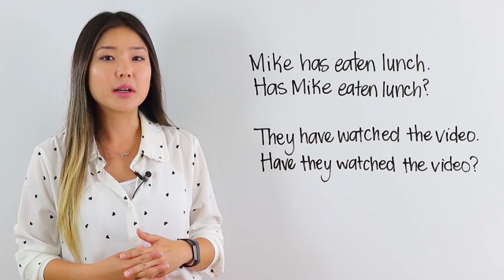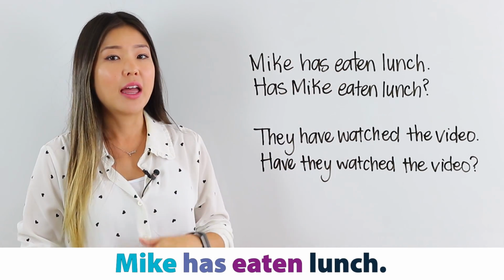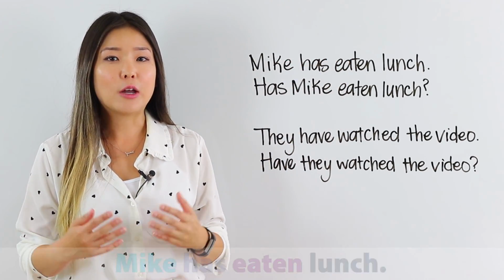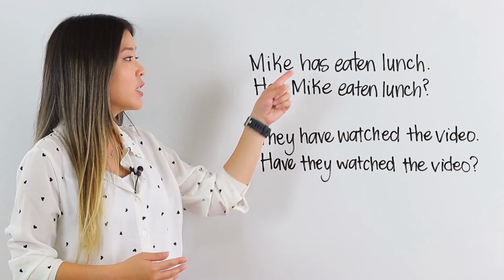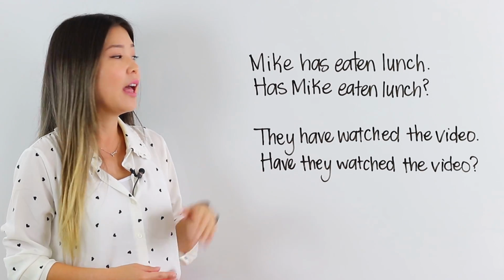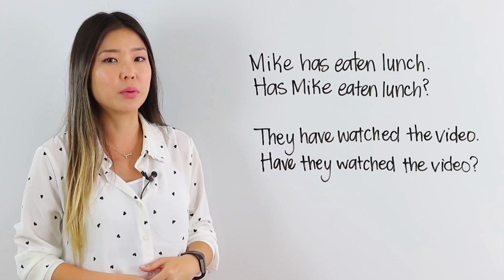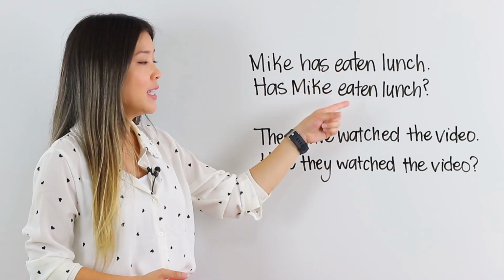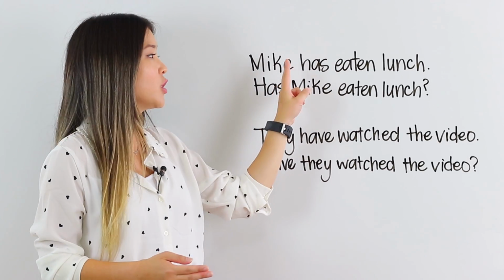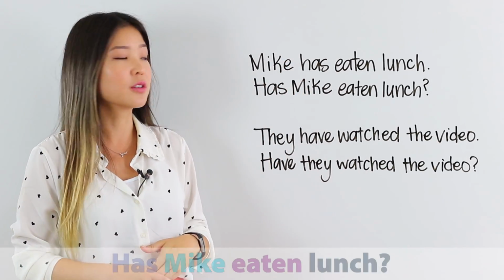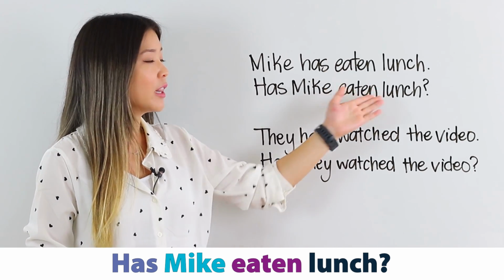Take a look at the board. The first sentence says, "Mike has eaten lunch." That is a statement. Now to turn it into a question, it's quite easy. All you have to do is put has at the beginning. Then you follow with the subject and then the past participle. You'll notice that the placement of the past participle doesn't change. We've simply changed the order of the first 2 words. Has Mike eaten lunch?